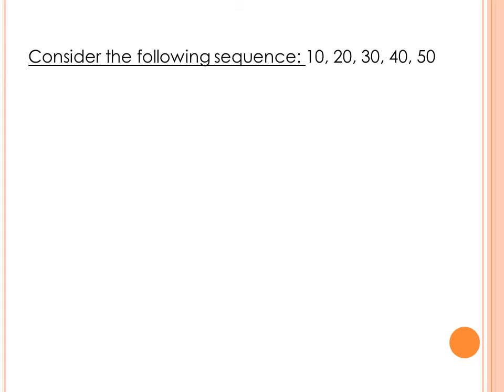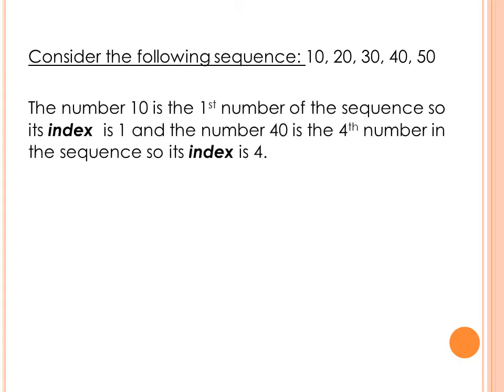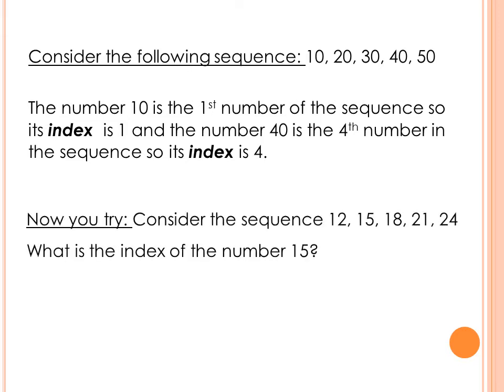Let's look at the sequence 10, 20, 30, 40, 50. The number 10 is the first number of the sequence, so its index is 1. And the number 40 is the fourth number in the sequence, so its index is 4. So you try. Look at the sequence 12, 15, 18, 21, 24. What is the index of the number 15? So in this example, you would look for the term 15. Since it's the second number in the sequence, the index is 2.